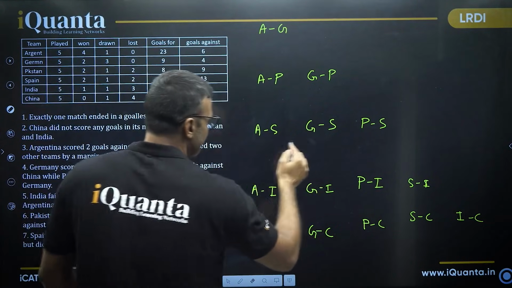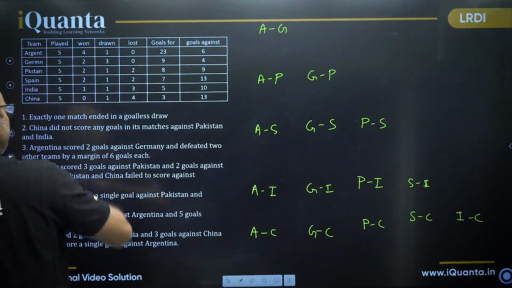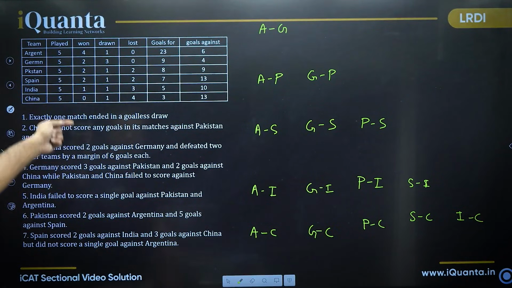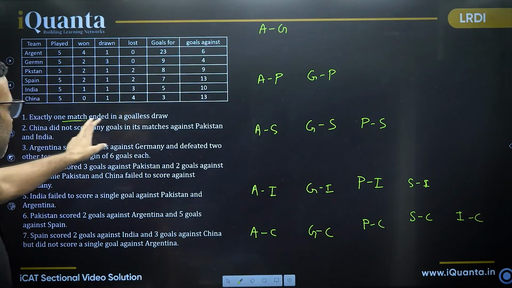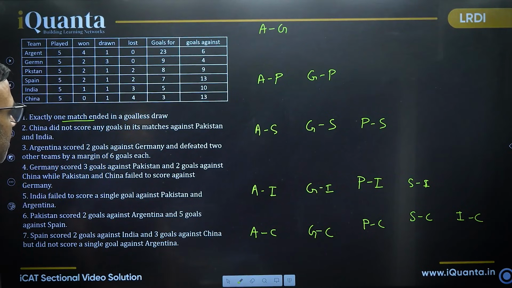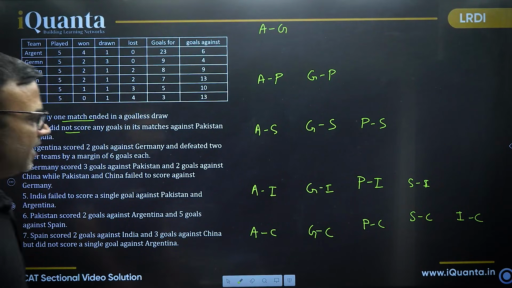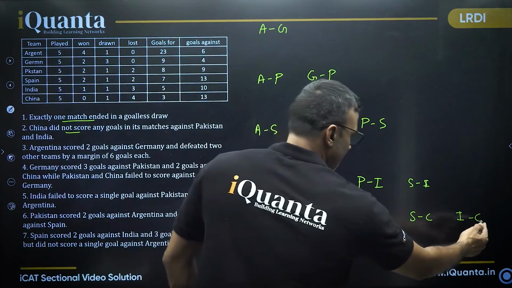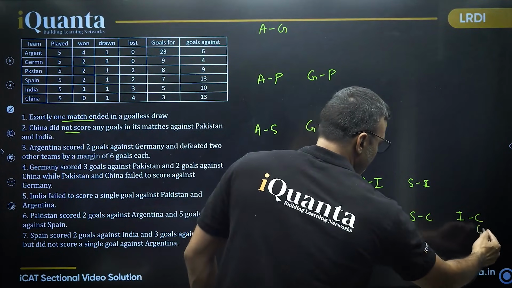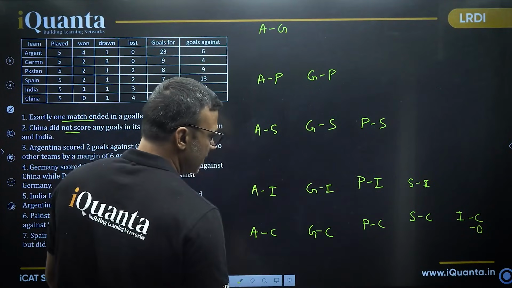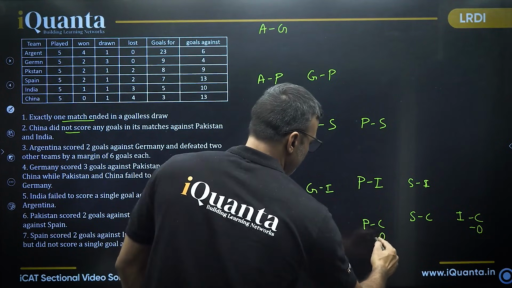Now, the first thing that we need to do is put the exact information that is there, match-wise. Exactly one match ended in a goal-less draw. Can't say anything about it yet. China did not score any goals in its matches against Pakistan and India. So China against India, 0. China against Pakistan, 0. Wow.